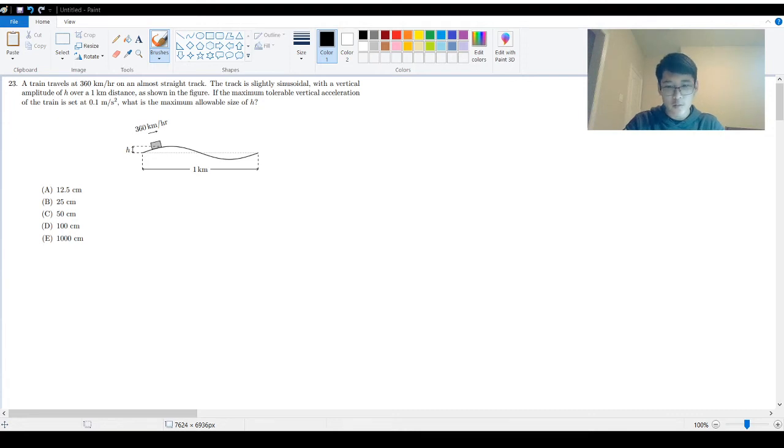Hey everyone, welcome back, and we're moving on to question 23 in the 2019 B test. This is actually one of my favorite problems, and it's also really fun.